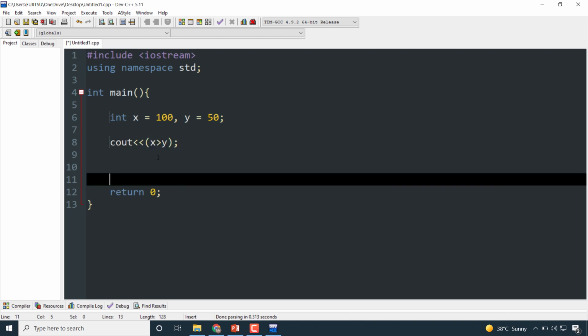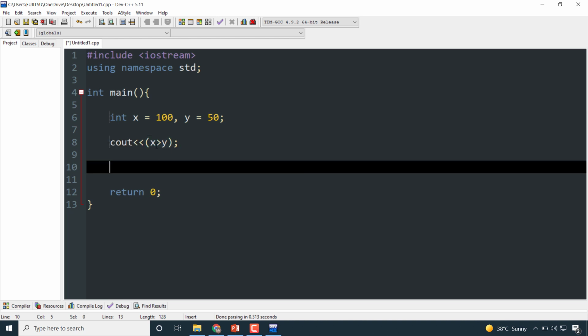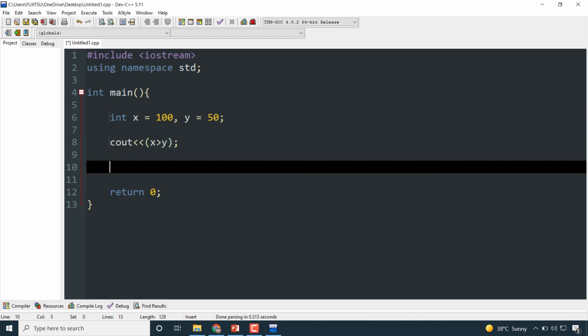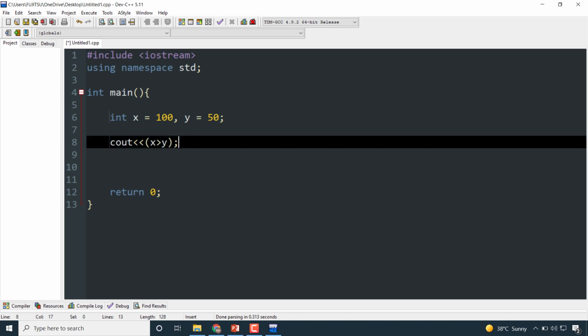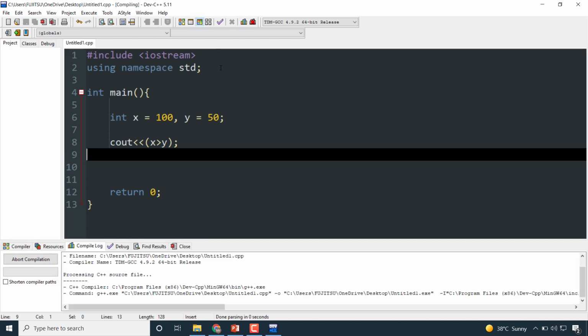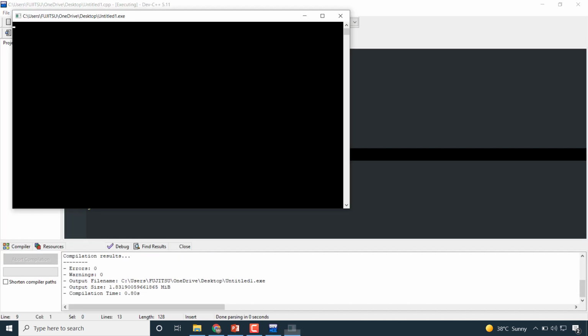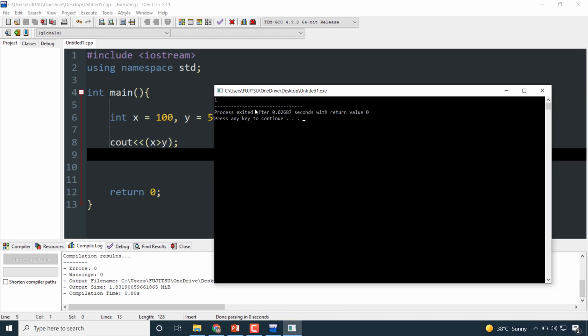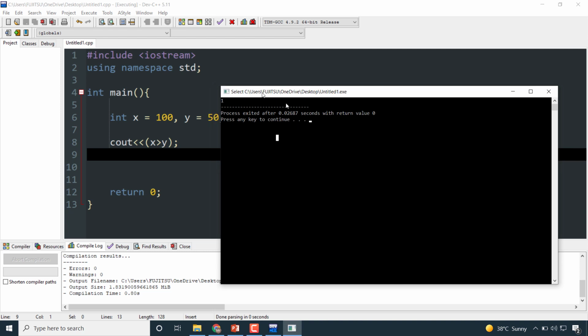So this is the expression x greater than y. Greater than is a conditional operator. Its expression will check if x is greater than y. If it is, it will return true. So x is 100, y is 50, x greater than y. It means x is greater than y, so its value is 1, 1 means true.